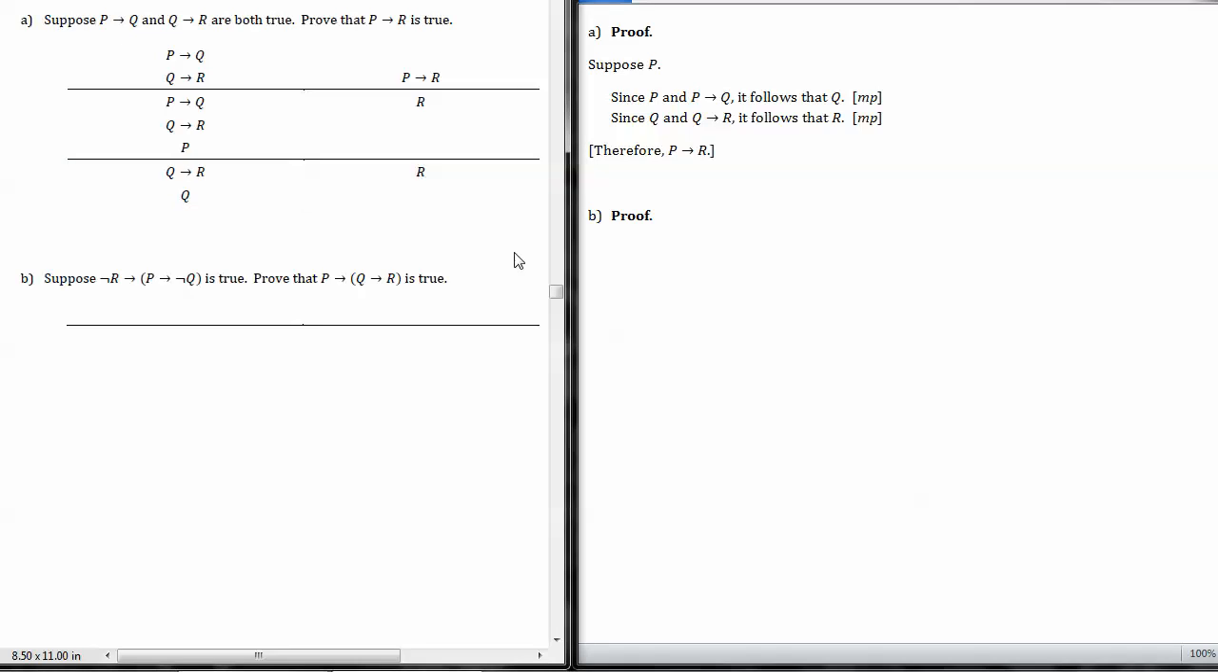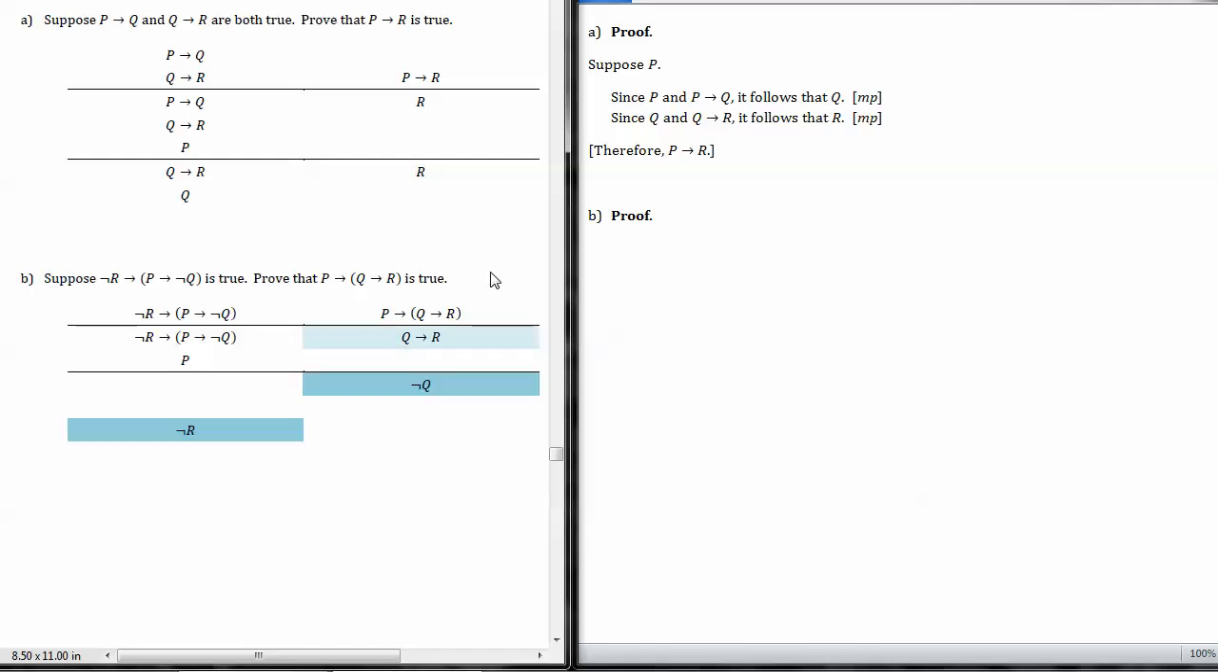All right, part B looks a little more complicated. Suppose not R implies P implies not Q, and prove that P implies Q implies R. All right. So we have our given and goal, and okay, well, we can replace that goal by a given of P and a goal of Q implies R. Bring down our other given, and nothing is too apparent from these two givens, so we should look at our goal and work with it.